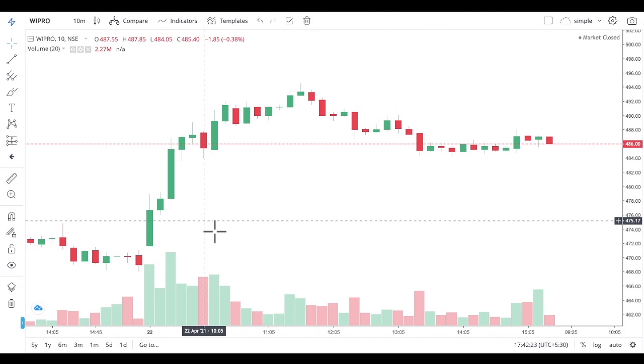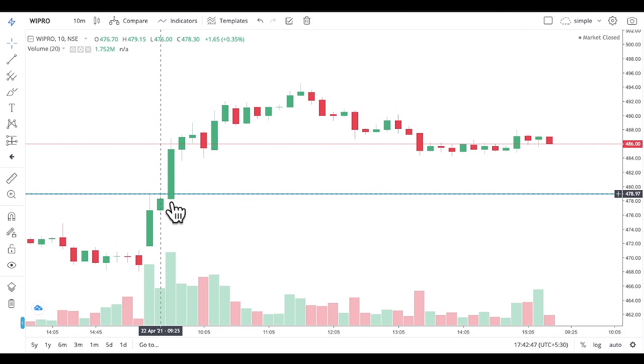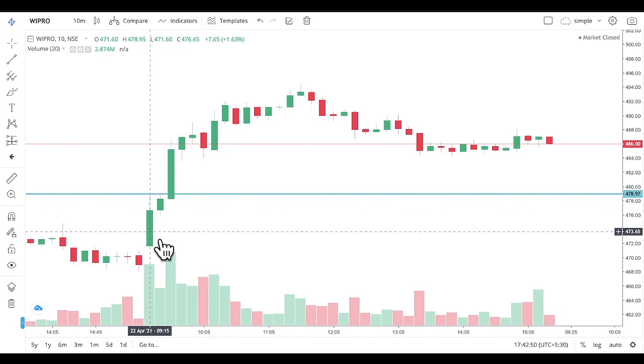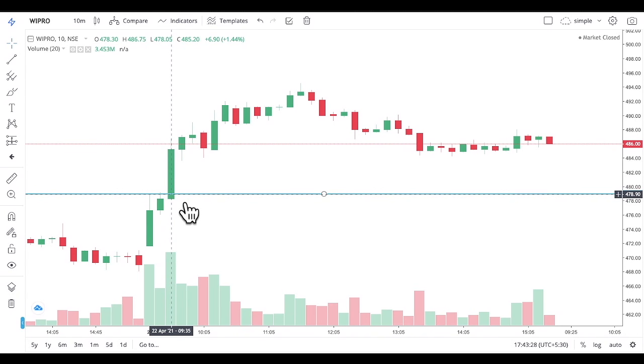Now rule number 4, we need to check the high of this candle. What is the high of this candle? I'll mark that for you. This is the high of the first candle, the 9:25 candle, right? At this high, what is the price of the stock? 478.95. So instead of buying the at the money call option at 478 rupees, we need to buy a little further.